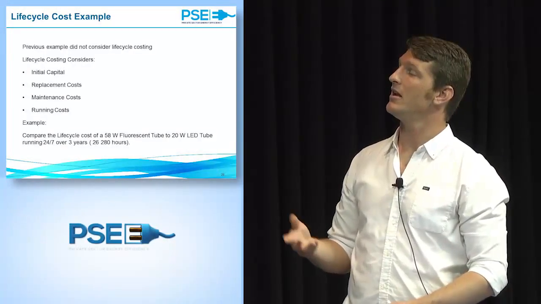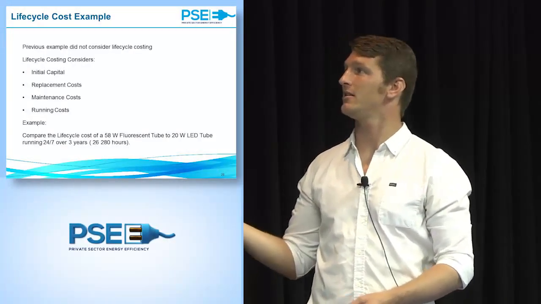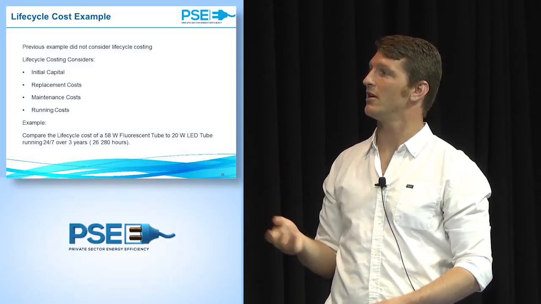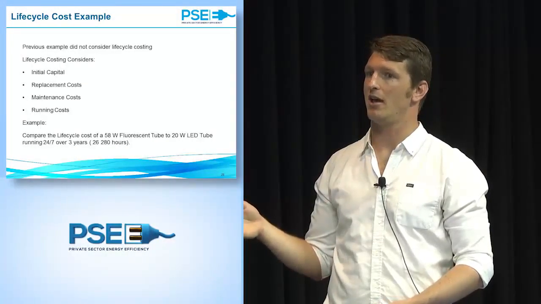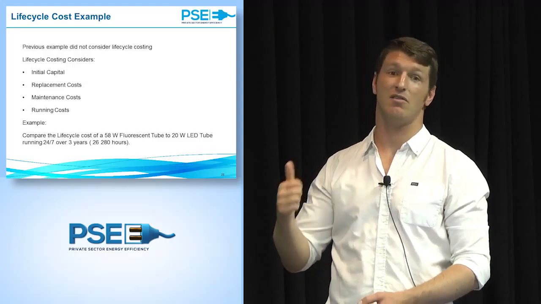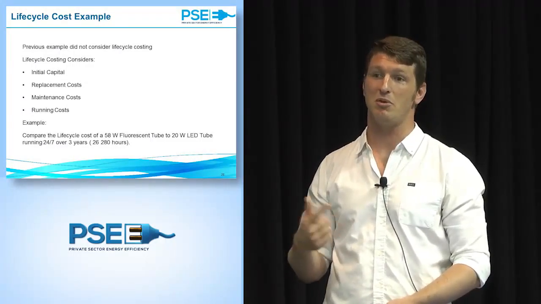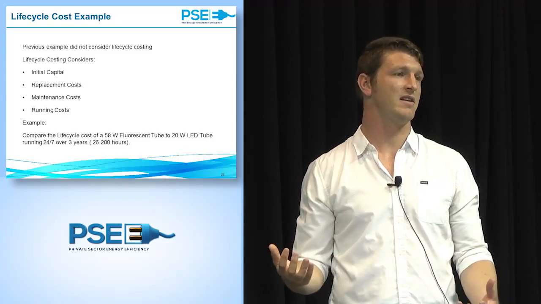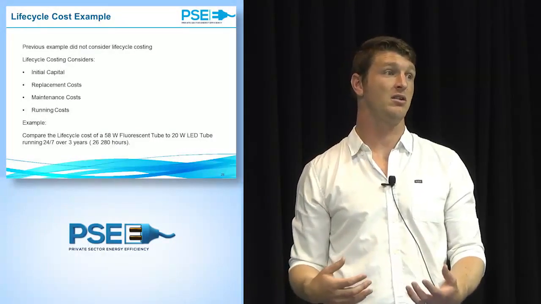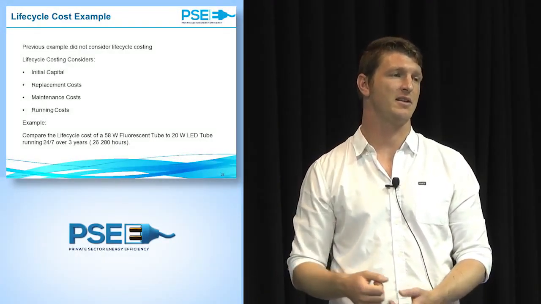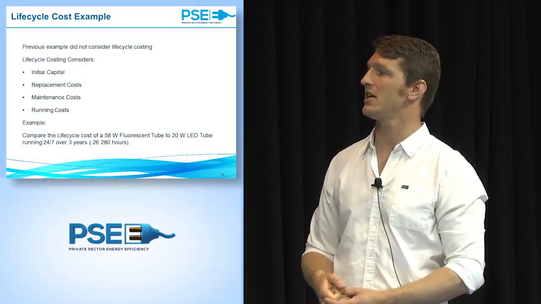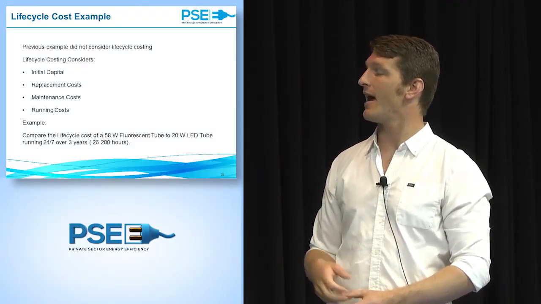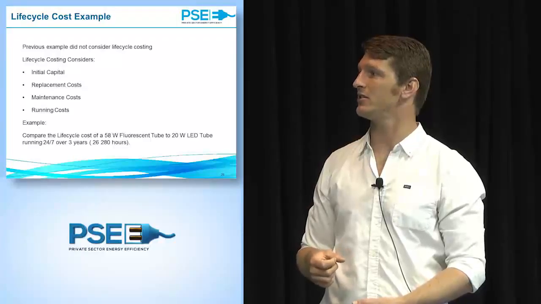So in a life cycle costing, you need to look at the initial capital cost, the replacement cost, maintenance cost, running costs. There was also mention of inflation cost, depreciation of value type of cost. So there's a whole array of other things that could be included if you want a more accurate determination of your savings. And actually, we're going to do a life cycle cost example now.